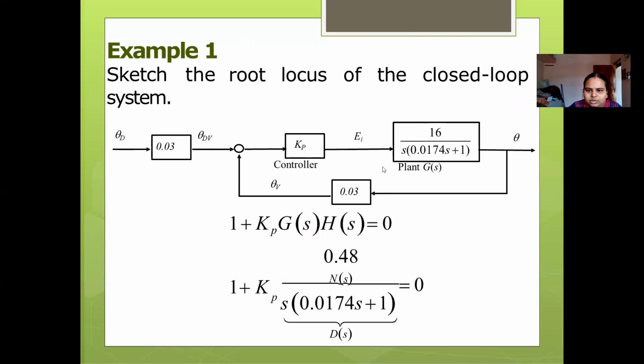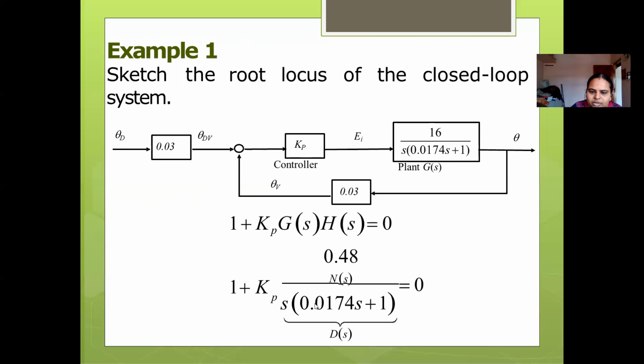When I simplify the equation 1 plus Kp G(s)H(s), that is going to be equal to 0. You just multiply G(s) with H(s), and then I can get a simplified equation. In the theory subject, we will be learning this in depth, how it is done and how we go about it.